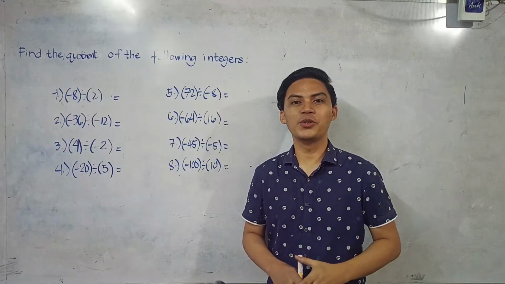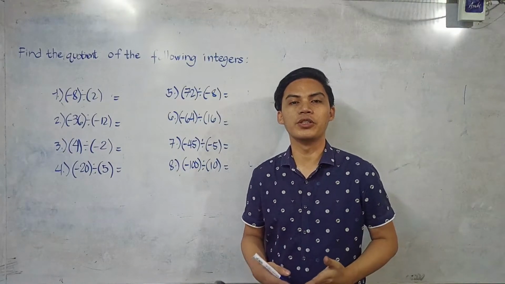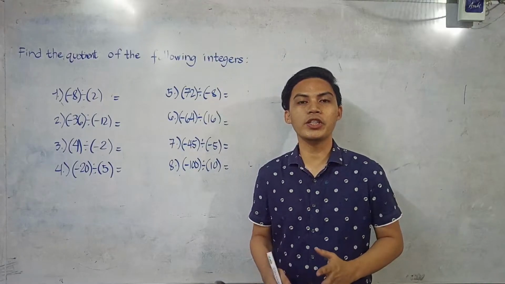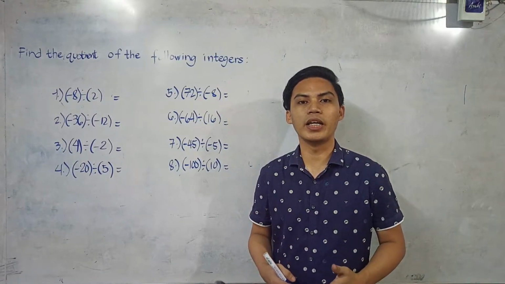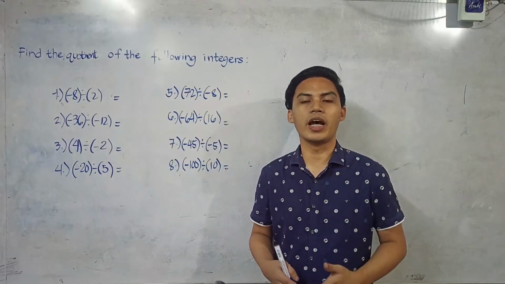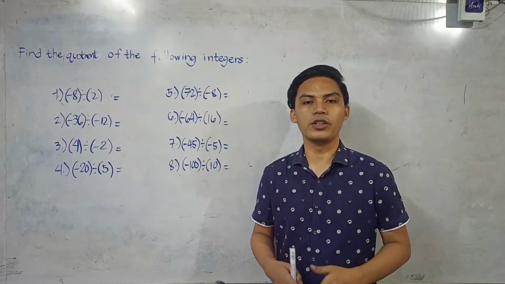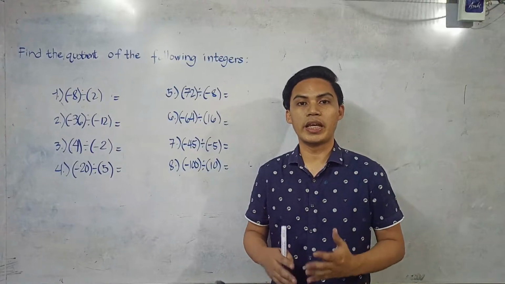Okay, let's proceed to division. Now, same lang yung rules ng multiplication at division. Sa division, if we're going to divide integers with like signs, or pareho yung signs nila, yung sagot natin ay palaging positive. Pag yung integers naman na dinidivide natin ay may unlike signs or hindi magkaparehas yung signs nila, parating negative yung sagot natin.